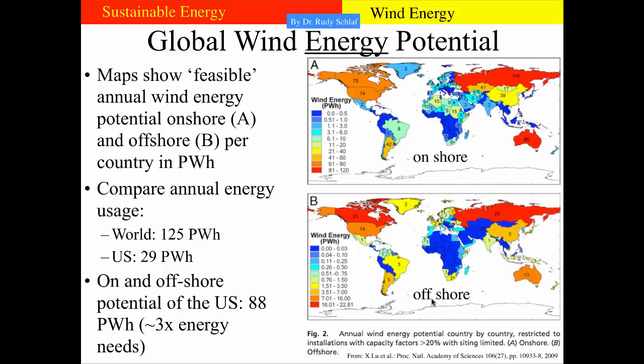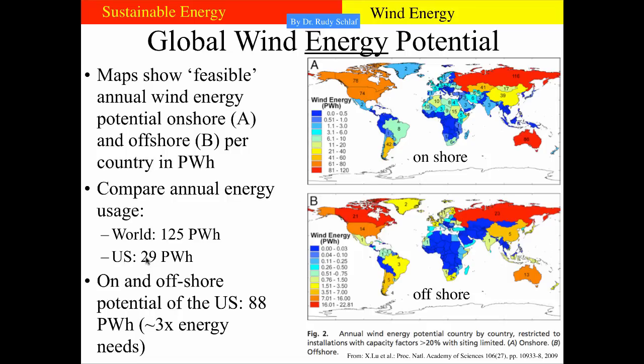So if we look at the US, we have 14 petawatt hours offshore potential, so if we put turbines along the coasts, and we have 74 petawatt hours onshore potential, so mainly if we put the turbines into the Midwest. So if you add them up, we have about 88 petawatt hours available of wind energy. This is about 3 times the energy needs of the US.